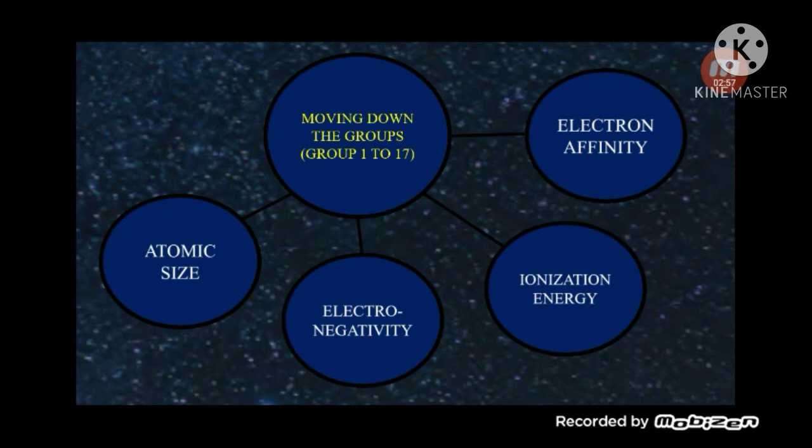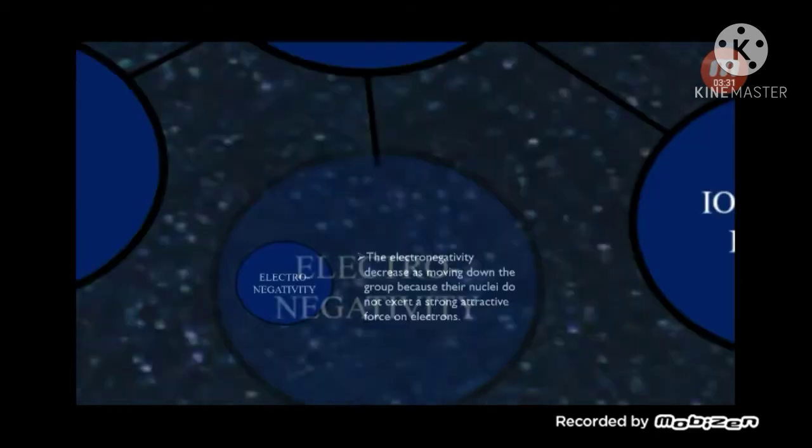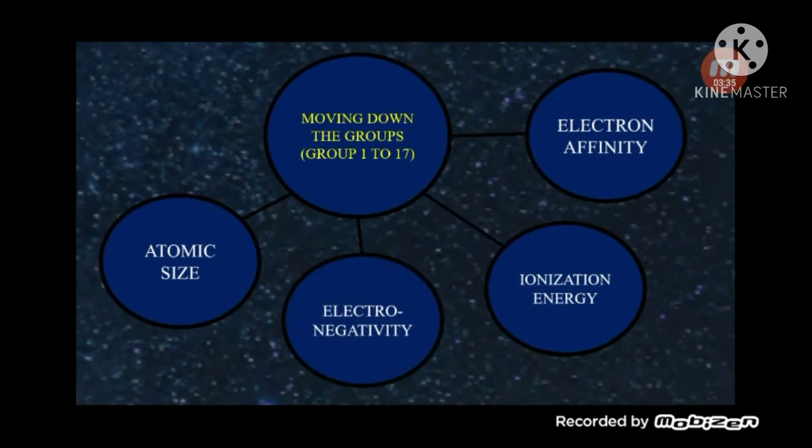And for the electronegativity, the definition is the ability of the element to attract the shared pair of electrons towards itself. Electronegativity decreases as moving down the group because their nuclei do not exert a strong attractive force on electrons. So that is what happens to the electronegativity when moving down the group.